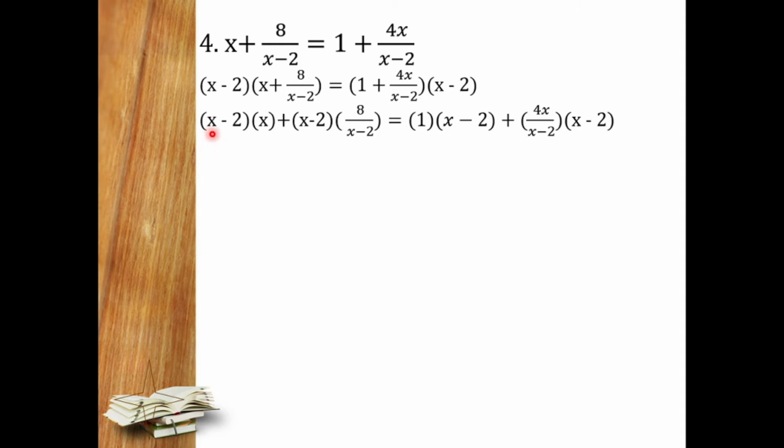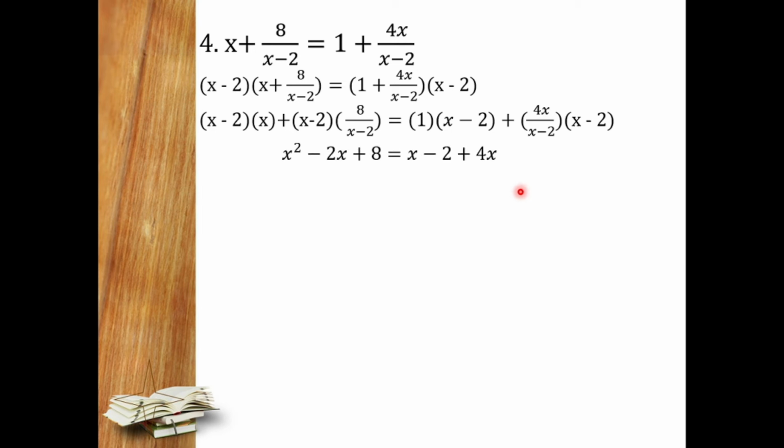Okay? So, simplify natin. X minus 2 times x, that would give us x squared minus 2x. While for this one, we have x minus 2 times 8 over x minus 2, magka-cancel out yan. So, therefore, we have plus 8. So, equal to 1 times x minus 2 is still equal to x minus 2. So, plus 4x over x minus 2 times x minus 2, cancelled out ulit yan. So, we have plus 4x.